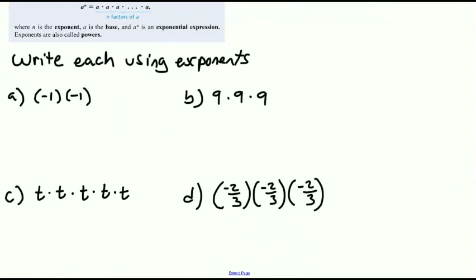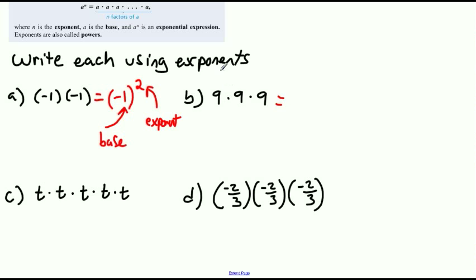So look at example A. -1 times -1 means that we have -1 being multiplied by itself 2 times. Okay, it's being multiplied by itself 2 times, so there are 2 factors, which are these right here. And so we call the -1 the base, and we call this little number right here the exponent. So we say -1 is the base, and 2 is the exponent. So we have -1 to the power of 2.